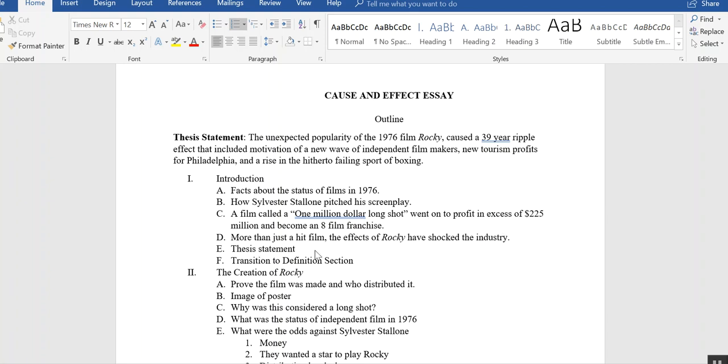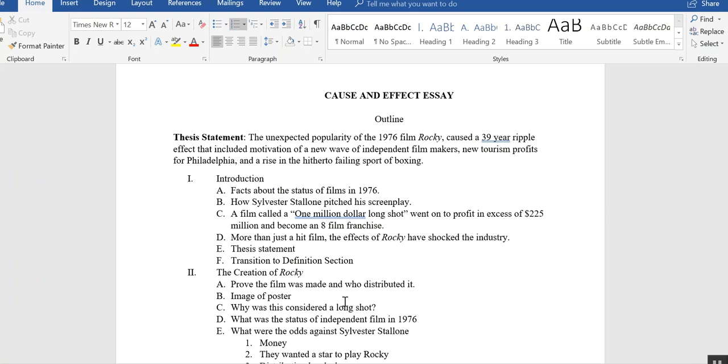So then I have the thesis statement right here, and that is this statement. And then I'm going to transition to the definition section. Now remember, transitions are part of your prerequisite skills, so if you're still a little fuzzy about what a transition sentence is, then you're going to want to go and study that, and you can Google that and look that up and make sure that you're up to speed on what a transition sentence is. So now we come down to the definition section.